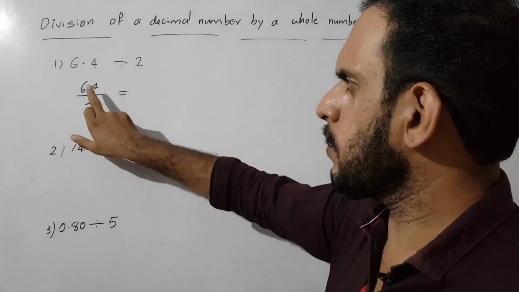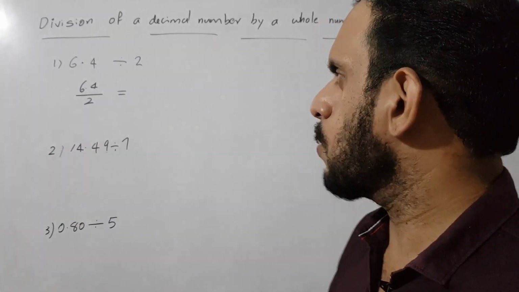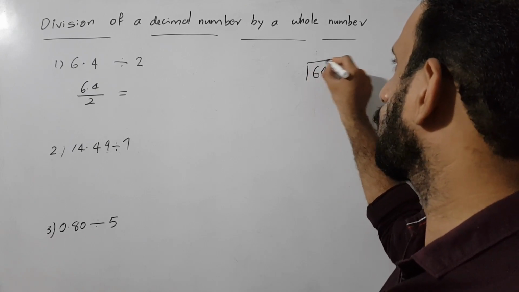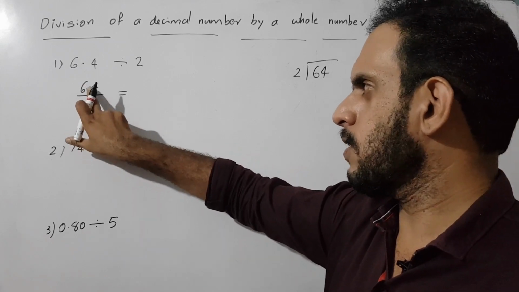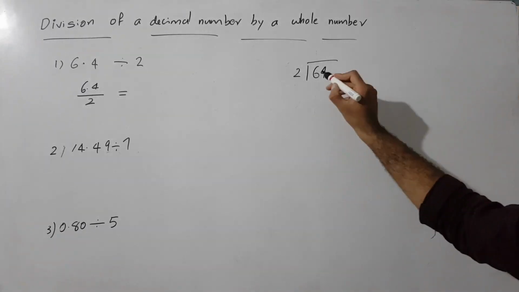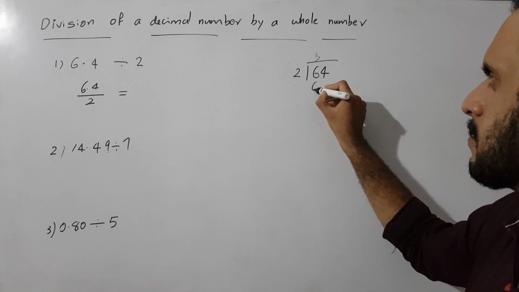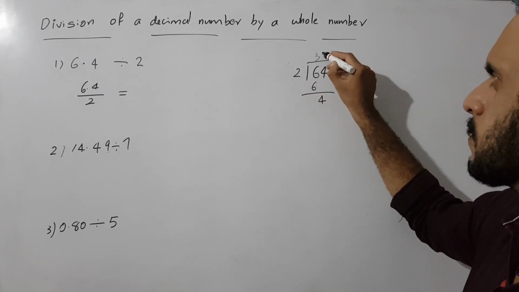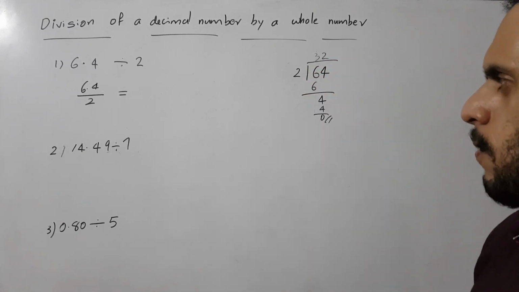As usual, we first avoid the decimal point. Then what is the number? 64. So we divide 64 by 2. We avoid the decimal point, then we get the number 64. Then 64 divided by 2. How many times does 2 go into 6? 3 times, correct? Then 6. Then we put down 4. How many times 2 goes into 4? 2 times. Then 2 into 2, 4. The remainder is 0, so you stop here, am I right?